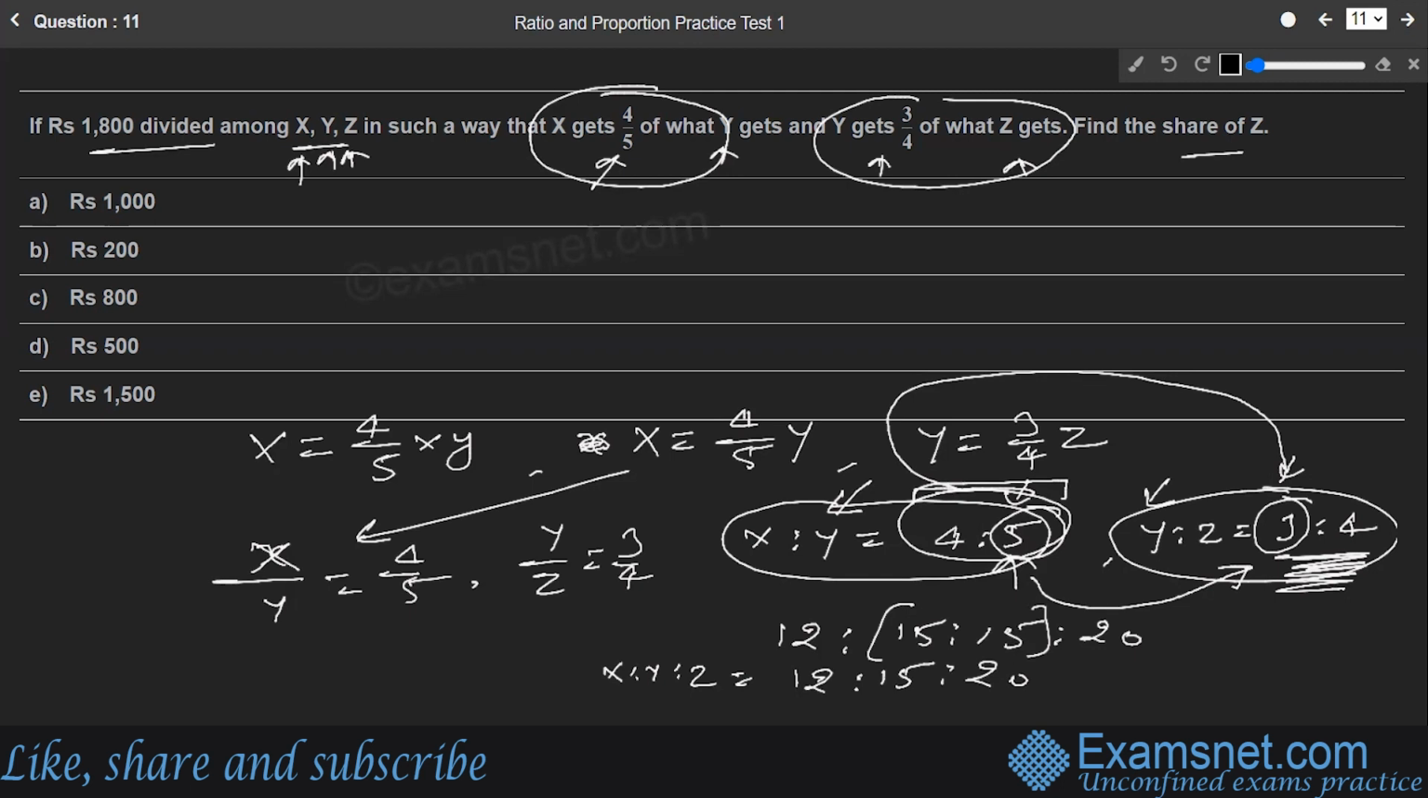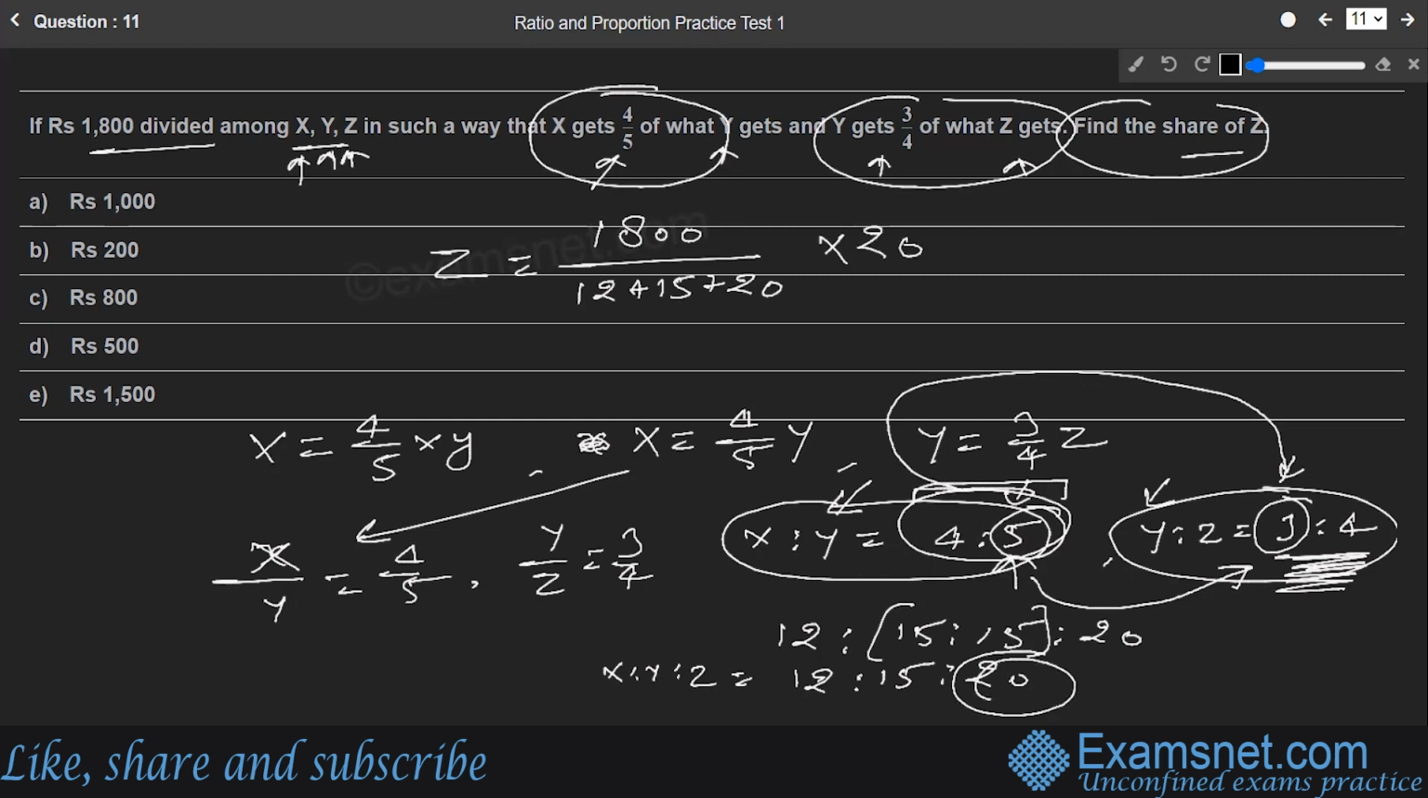Now what am I supposed to know? I'm supposed to know the share of z. If any number is given, that number can be distributed in a particular ratio. So z can be calculated by 1800, the total number, divided by the sum of the ratio terms 12 plus 15 plus 20, into z's share, which is the last part, 20. So this is 1800 divided by 47 into 20, which ultimately comes out to be 800. So that is z's share out of 1800, that is 800. Answer is option C.